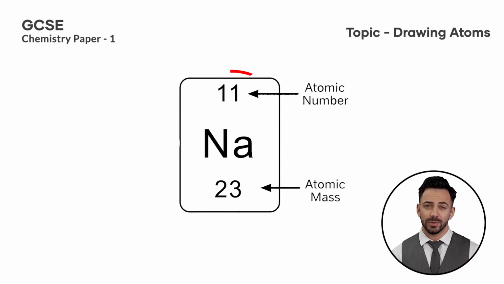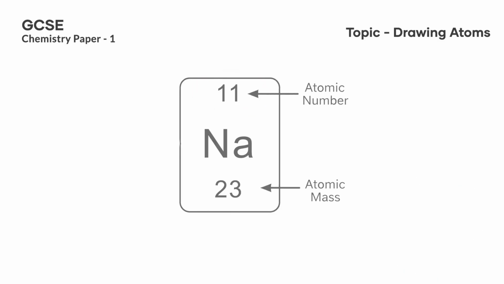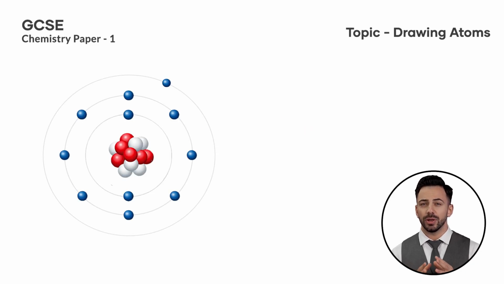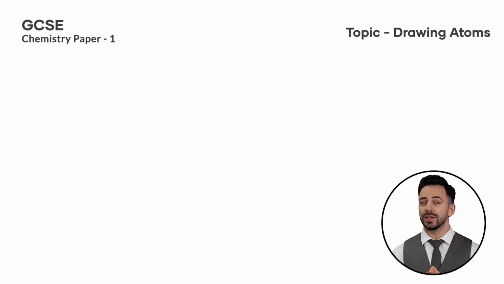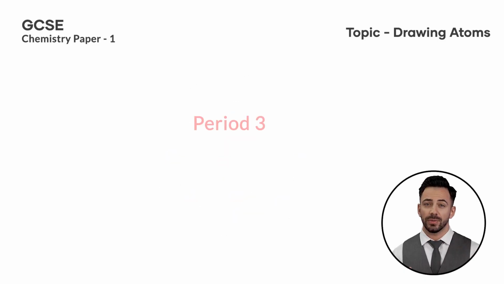Let's finish with sodium. Sodium has atomic number 11. So how many protons and electrons does a neutral sodium atom have? It has 11 protons and 11 electrons. Its shell arrangement is 2, 8, 1. So which group is sodium in? The answer is group 1. And which period is it in? The answer is period 3.